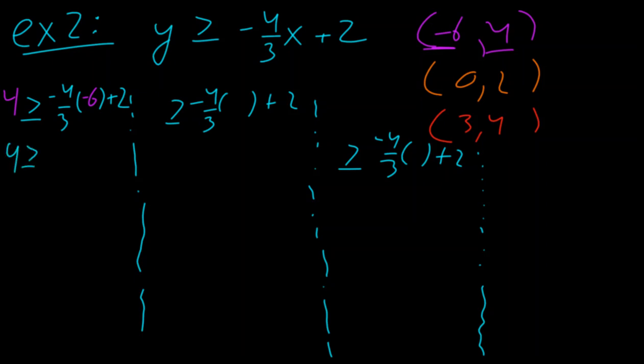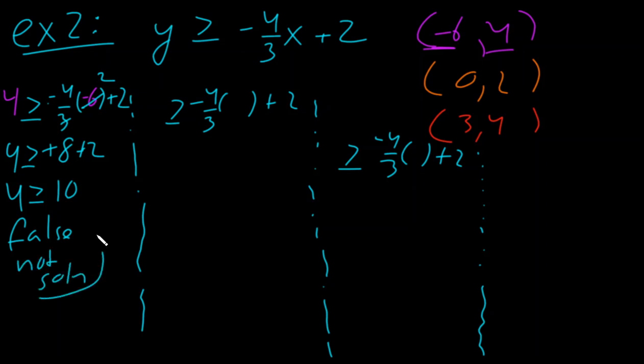So we can say 4 is greater than or equal to a negative times negative 6 divided by 3 is a positive 2. So 4 times 2 would give us 8, plus 2, which is 10. Is 4 greater than or equal to 10? Sorry, I flipped that up. And we'd say, hey, that's actually a false statement, so it's not a solution.